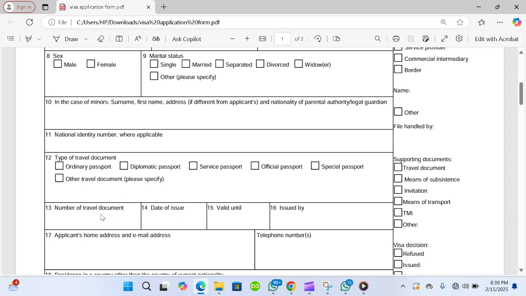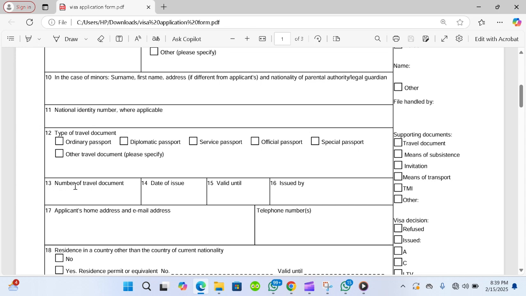Number 13, number of travel documents. This is where you write your passport number. You're meant to write your passport number here, exactly as it is in your passport.